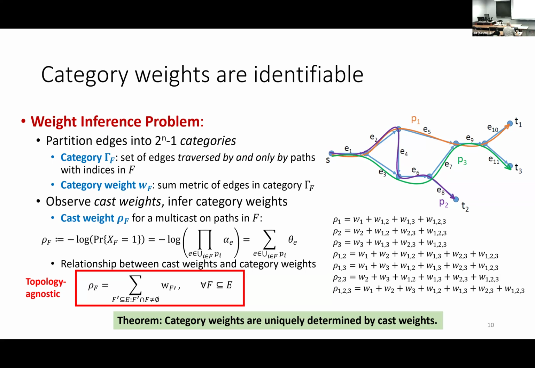Only a sort of linear size subset will be non-zero. However, which linear subset is non-zero is topology dependent. So that's the tricky part in solving this problem. I'm going to show a way to sort of incrementally solve this problem with polynomial complexity guarantee later.